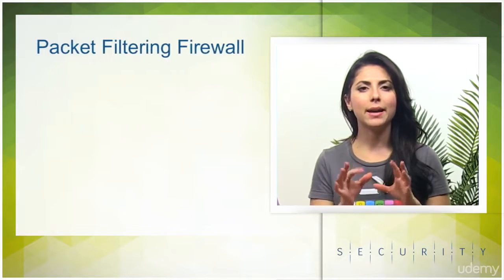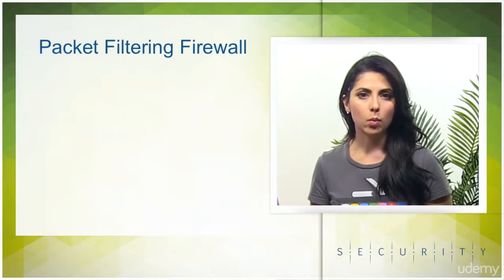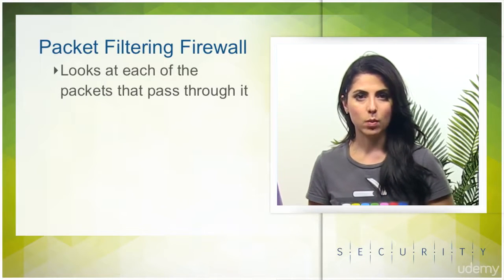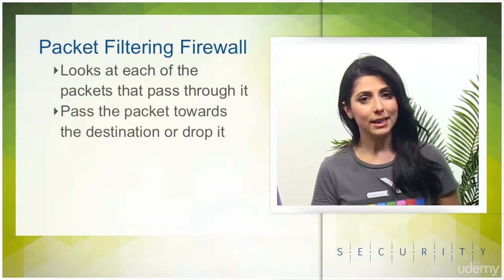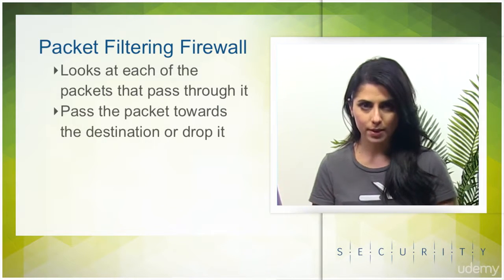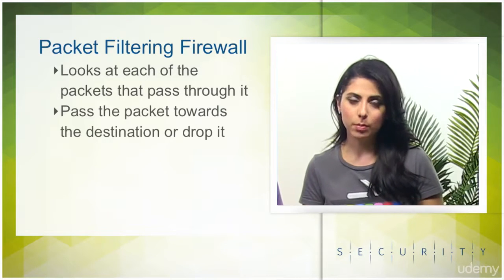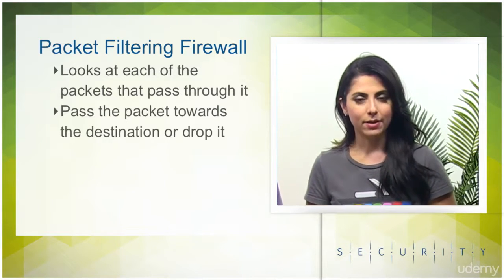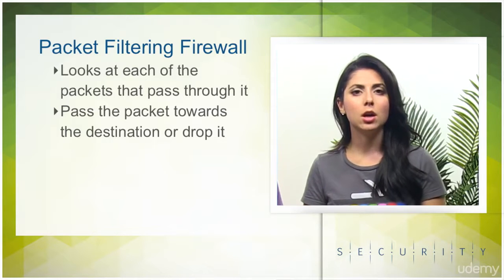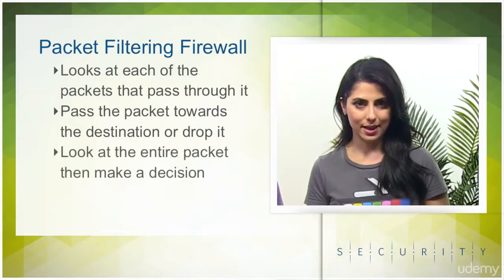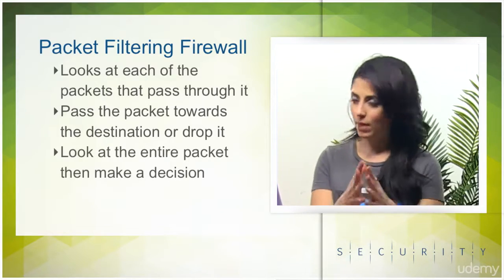Now to start with, let's take the packet filtering firewall. This firewall looks at each of the packets that pass through it. It will decide whether to pass the packet toward the destination or to drop it. Now the name says it all. Packet filtering firewalls look at individual packets. However, packet filtering firewalls cannot look at just the header information. They must look at the entire packet, then make a decision.